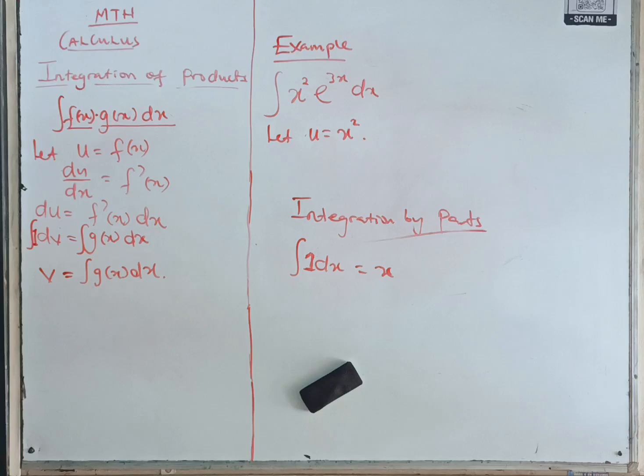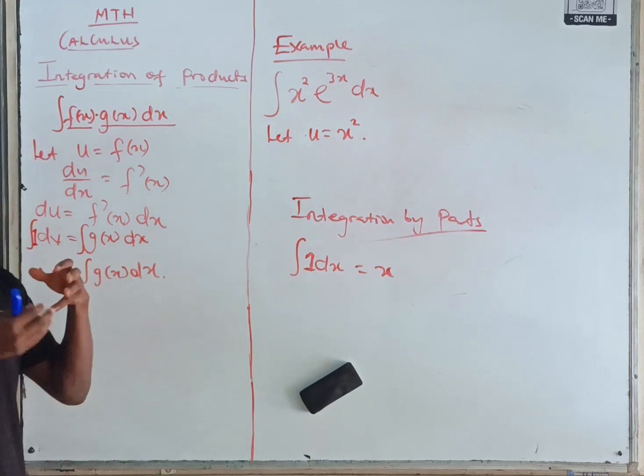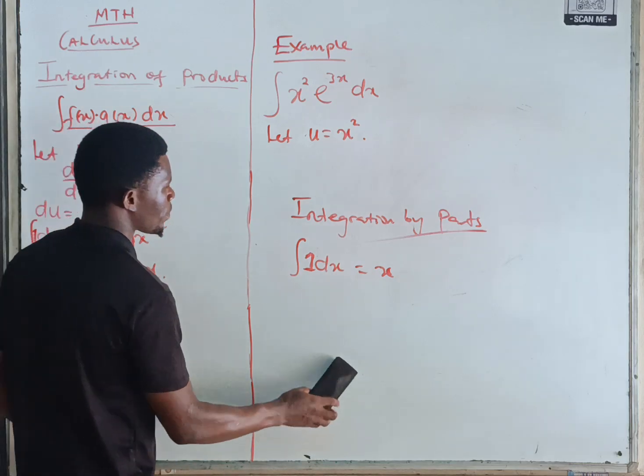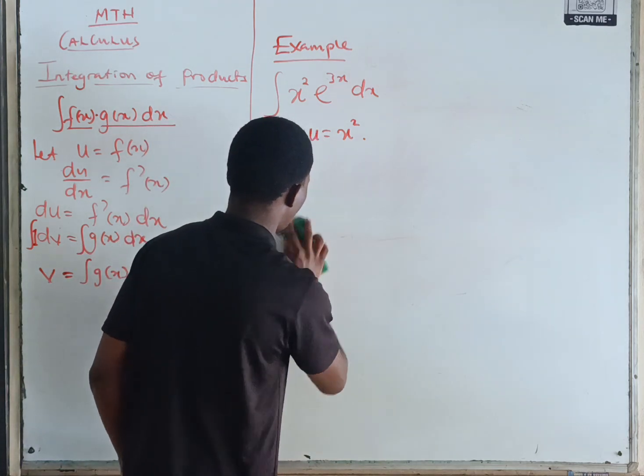So take note that when you are doing integration by parts, you are doing an integral inside an integral, right? So now v equals this. That means we have our v to be an integral.